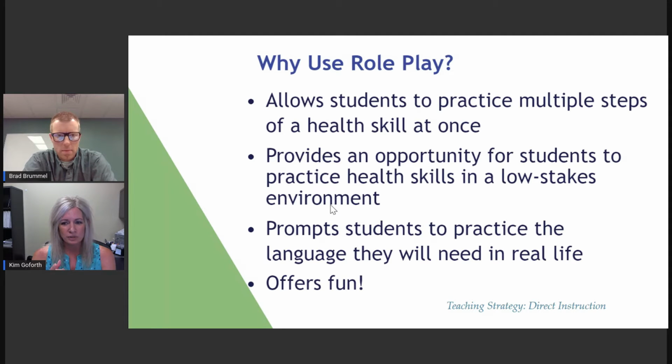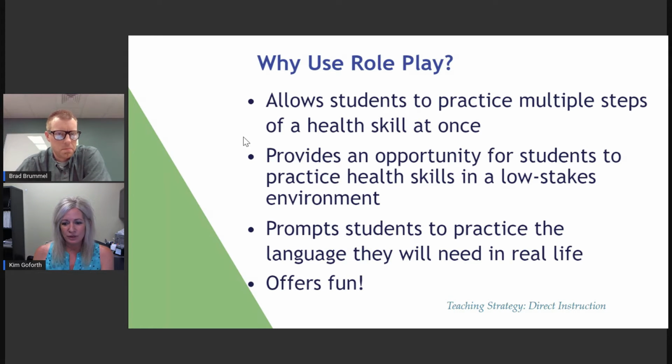It also prompts students to practice the language that they will need to carry into some of those real life scenarios. It's a little bit safer environment for them to say some things, because you're not going to get it right the first time. So we might as well provide this safe opportunity through a skit or a role play to say those things. And then one big one, it offers some fun.